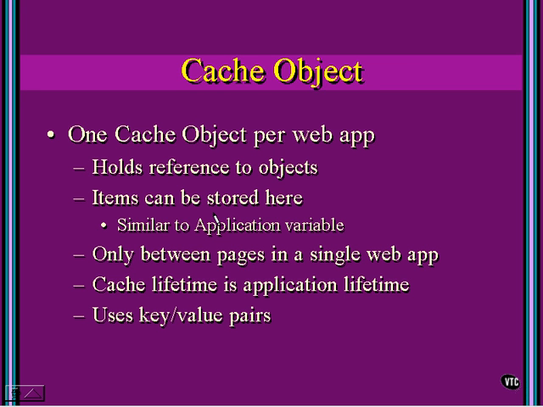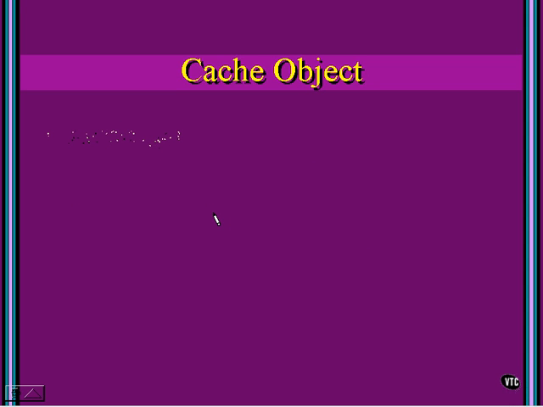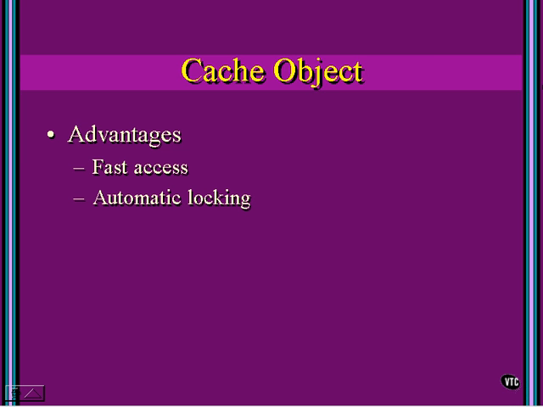Now the cache object, just like the application and session variables, uses key value pairs. Very similar way to use these things. Now, what exactly are the advantages of using a cache object? Well, the first thing is fast access. If you remember RAM drive in MS-DOS, the difference in pulling that stuff out of RAM as opposed to pulling it off the disk, you're going to get the same type of performance increase, just like when you add a bunch more RAM to your personal computer. It speeds everything up. Another thing that's really great is automatic locking.